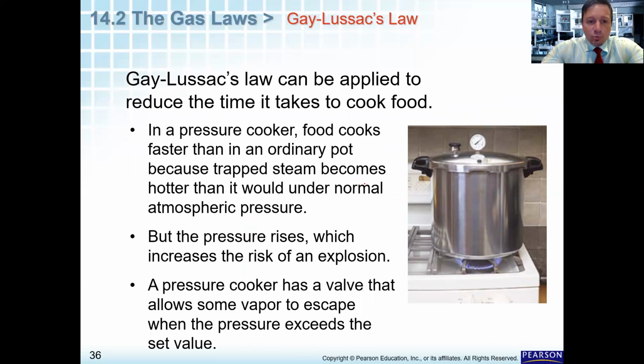The pressure rises, which increases the risk of explosion. That's why you have this little valve right here. If you see this little valve right there, that's a safety valve. That way it doesn't get so intense that it actually explodes the lid off. So a pressure cooker has a valve that allows for this vapor to escape so that it does not go above a set pressure. And that's what cooks the food faster, is the fact that the pressure above the liquid is very high, which raises the boiling point, and therefore it cooks at a much faster rate.